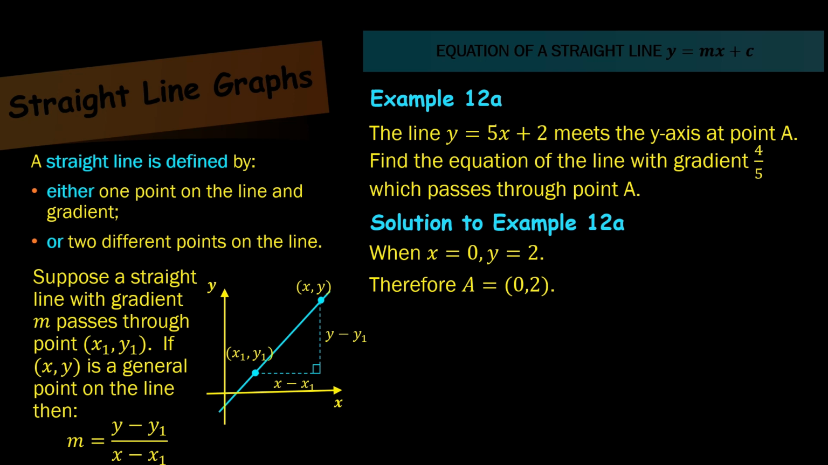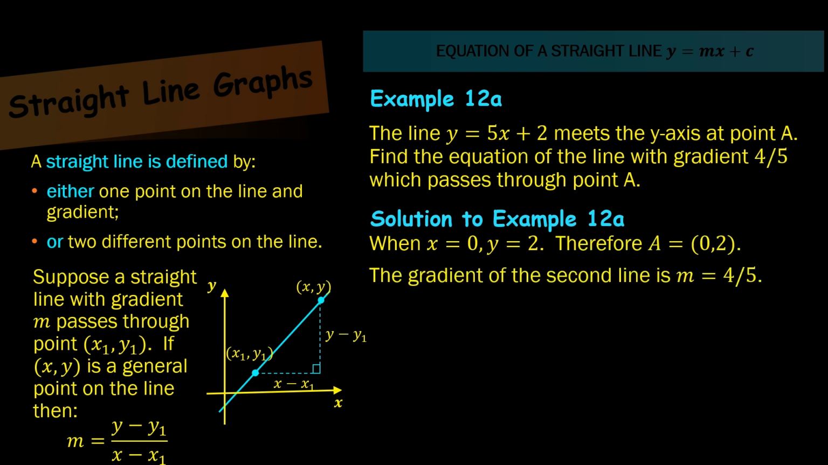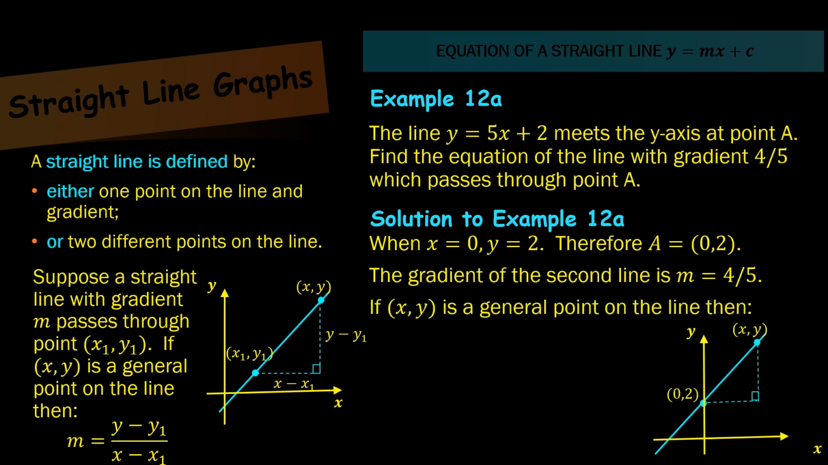The gradient of the second line is m equals 4 over 5. So if (x, y) is a general point on the line, then m equals 4 over 5, which equals y minus 2 over x minus 0.